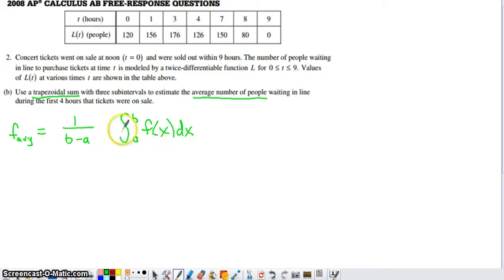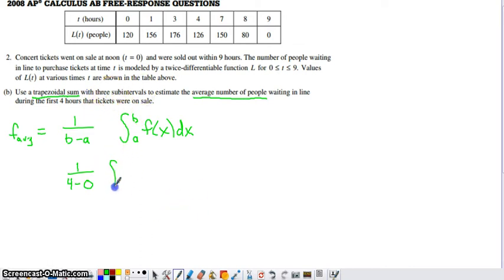And we're going to have to estimate this with a trapezoidal sum. We don't have the capability of evaluating the integral. We're going to have to estimate it with a trapezoidal sum. So we can go ahead and make this formula fit what we're trying to do here. 1 over 4 minus 0, right? We're applying this formula to the function L of t on the interval 0 to 4.